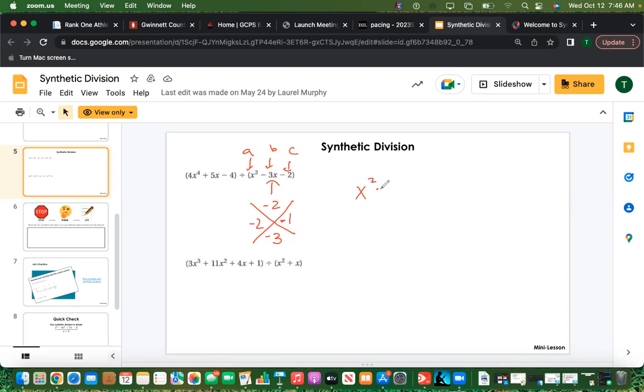Okay, so we're going to put this on the outside. Remember, on the inside, if we're missing any terms, we're going to put a 0 in for it. So this is going to be 0x cubed and 0x squared. So when we write this out, you want to include those.